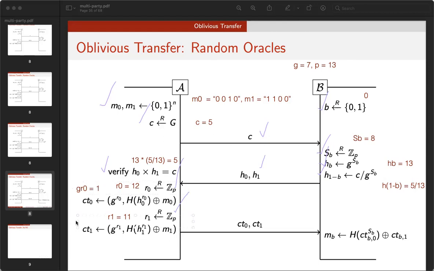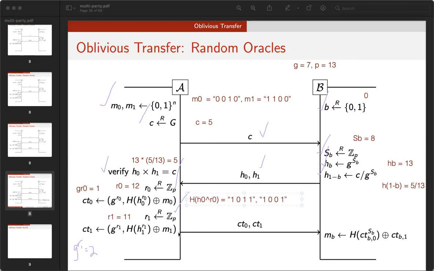So over here, G to the R1 equals 2. The hash of H0 to the R0, sorry, the hash of H0 to the R0 equals 1, 0, 1, 1, leading to the second half of that value being 1, 0, 0, 1.